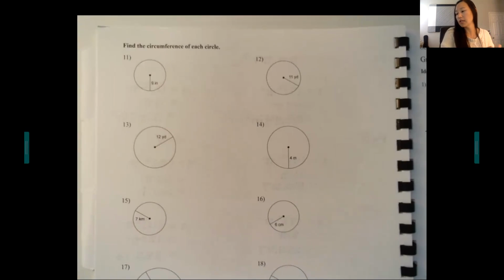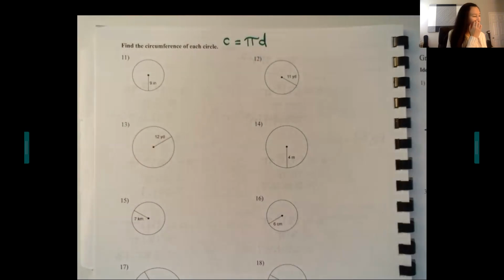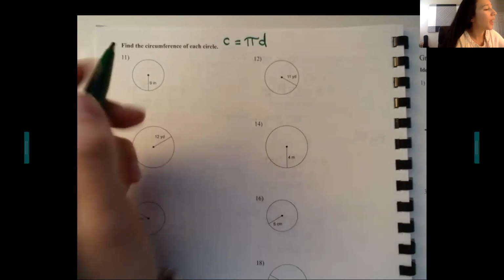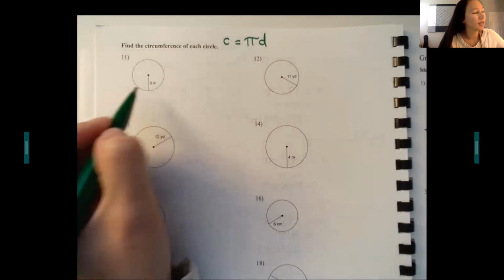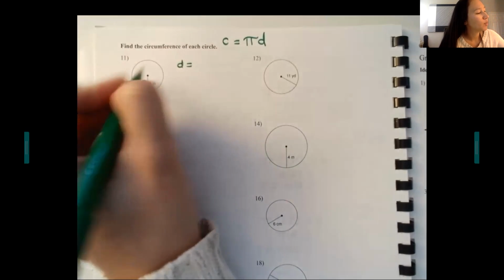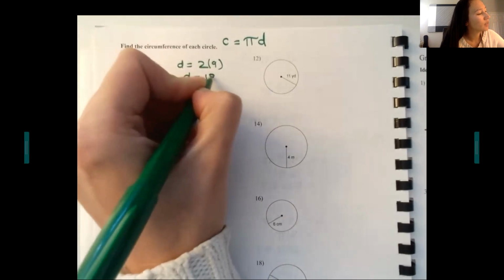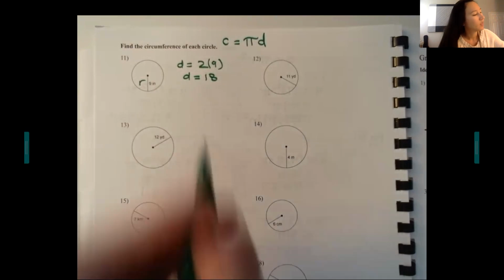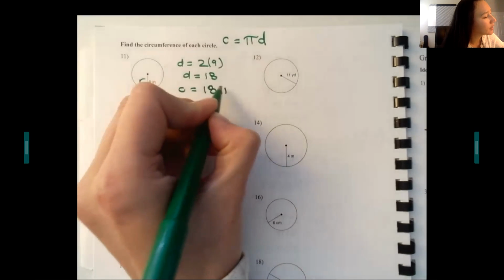Okay, so circumference is just pi times diameter. Okay, so we don't have the diameter in number 11 though. Looks like we just have the radius. So the radius is 9. So to find the diameter, we have to multiply 2 times our radius, which is 9, which means the diameter is actually 18. So then the circumference equals pi times the diameter. So it would be 18 times pi.